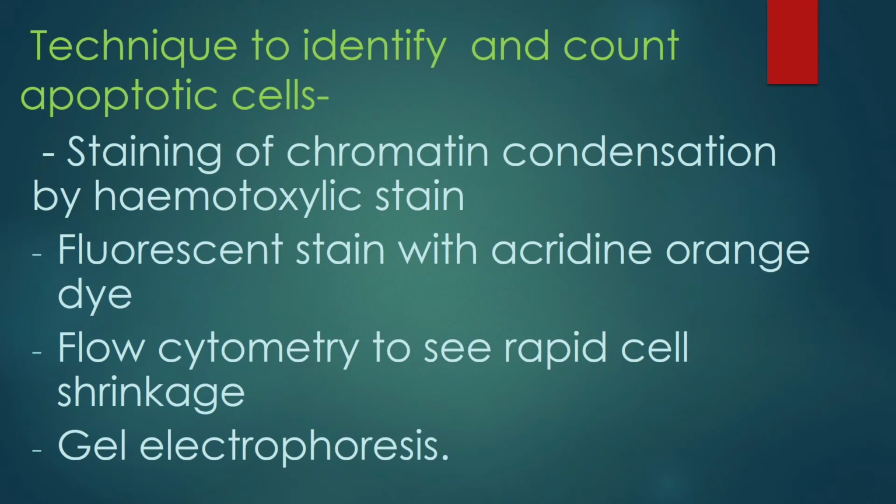Then what are the techniques to identify and count the apoptotic cells? So there are some of these techniques by which you can count the number of apoptotic cells and you can identify. So first is staining of chromatin condensation by hematoxylin stain, which we already know about. So we stain the chromatin. Then fluorescent stain with acridine orange dye and flow cytometry, to see any rapid cell shrinkage. So flow cytometry also we do. Then last comes gel electrophoresis.